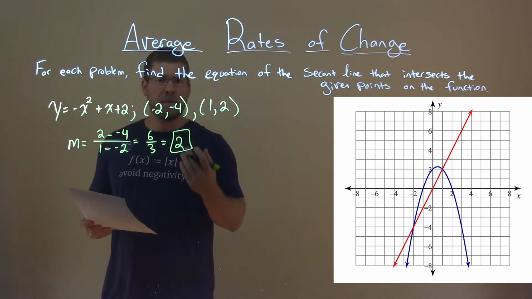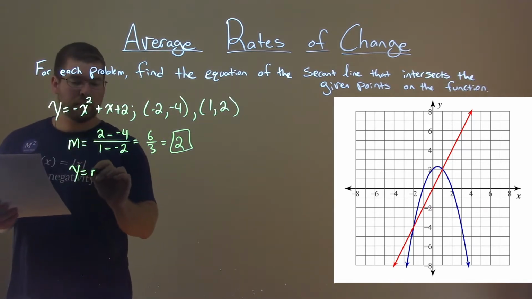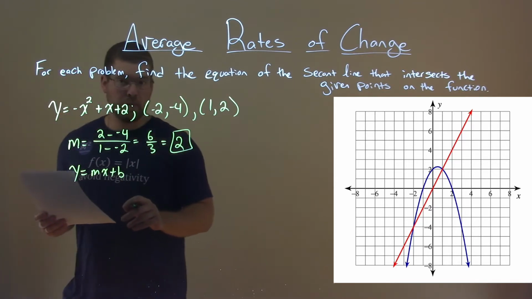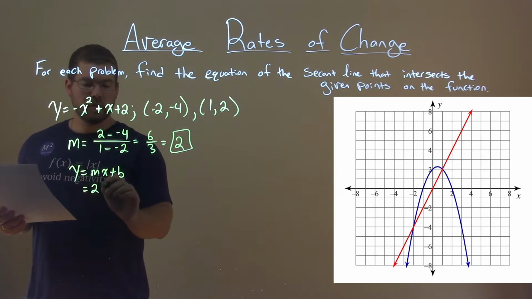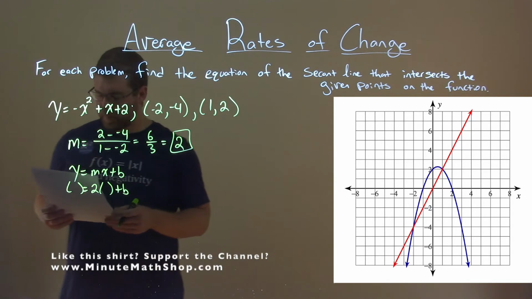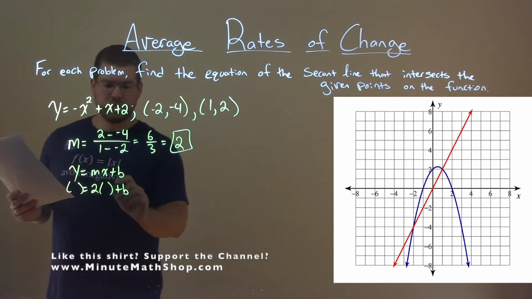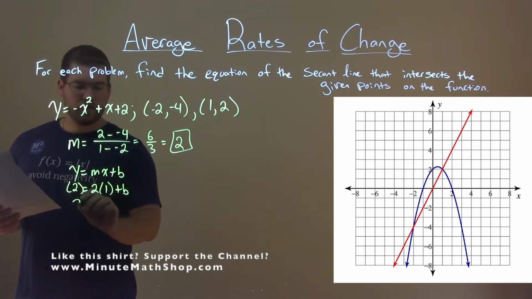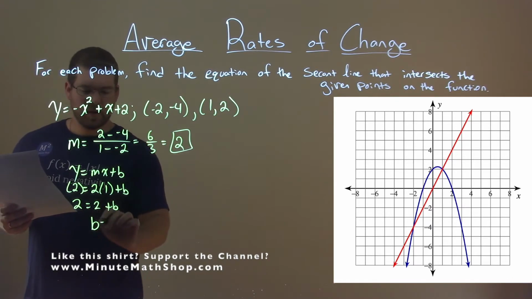Well, now we have to find the b value. So we use the y equals mx plus b formula, and let's put in the values that we know. We know our slope is 2. Let's put in some x and y values from a coordinate point. I like to use what I think is the easiest one, which I think is 1 comma 2. 1 for x and 2 for y. We solve this. We have 2 equals 2 plus b, and subtract 2 from both sides. b equals 0.